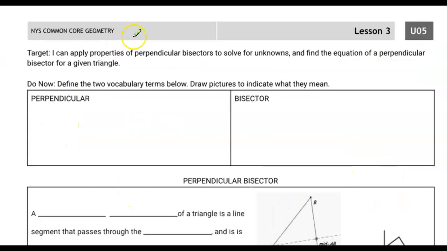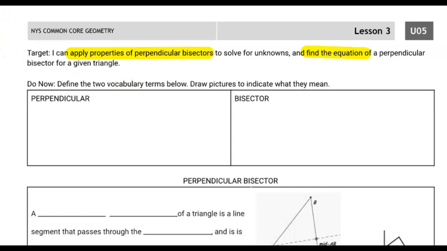Alright, moving on to the target, we're going to be doing two specific things today. One of the things we're going to be doing is applying properties of perpendicular bisectors to solve for unknowns. Essentially, we're looking at a diagram, and we're using the idea that we're looking at perpendicular bisectors to write an equation and to solve for a variable. The second thing we're going to be doing is finding the equation of a perpendicular bisector for a given triangle.